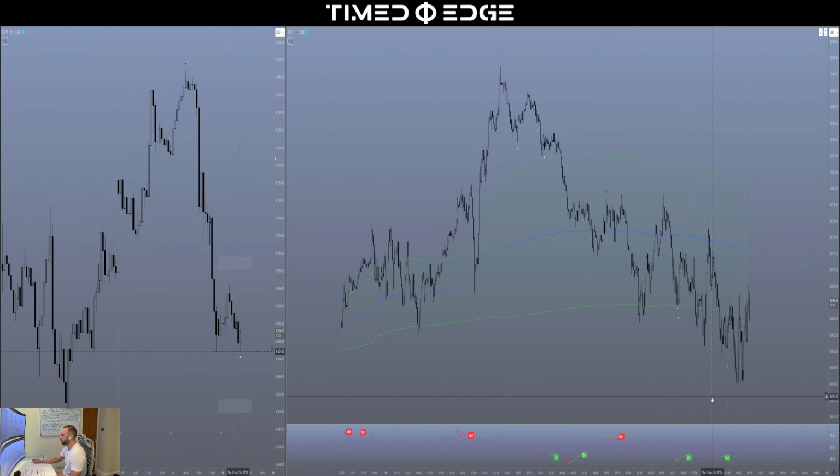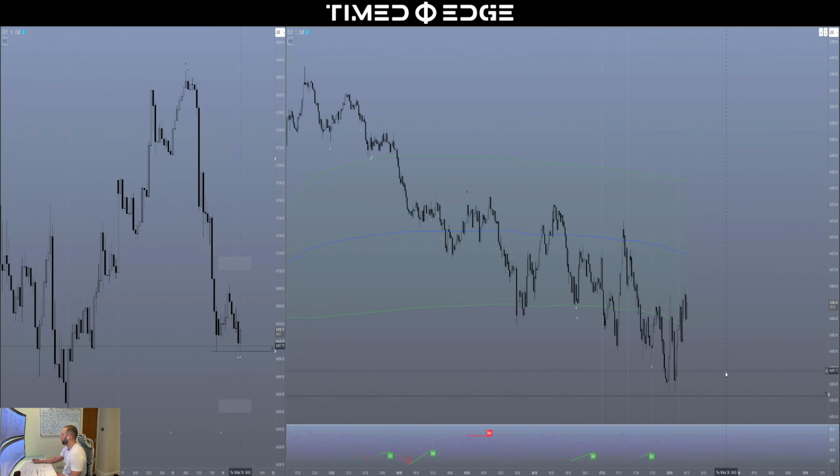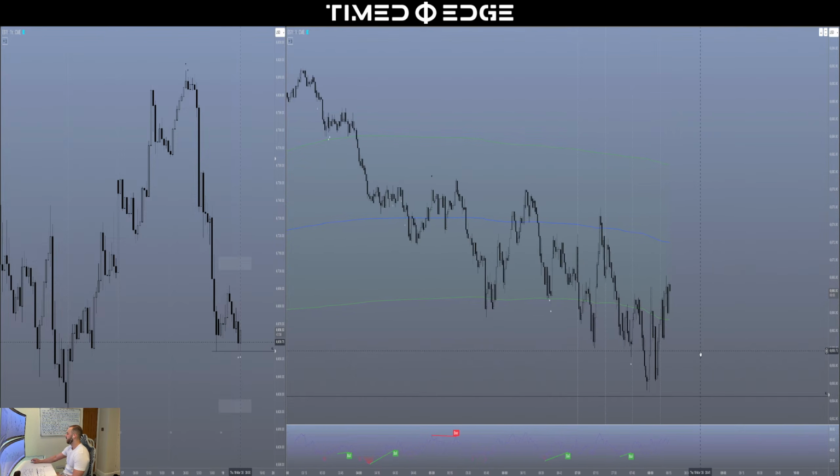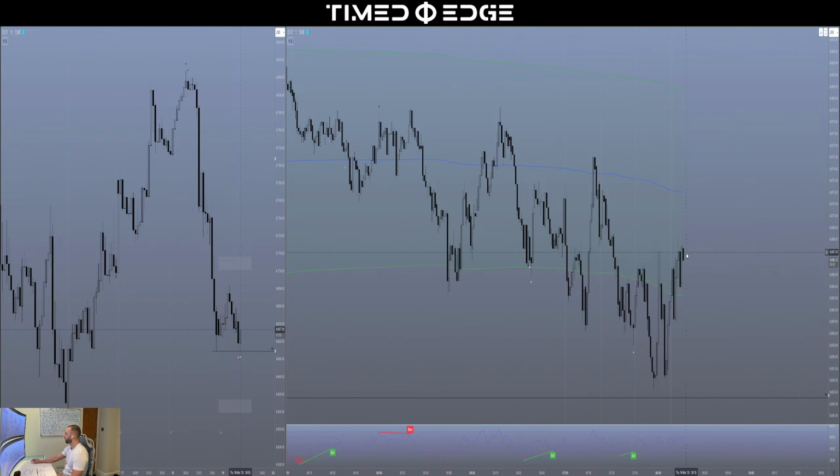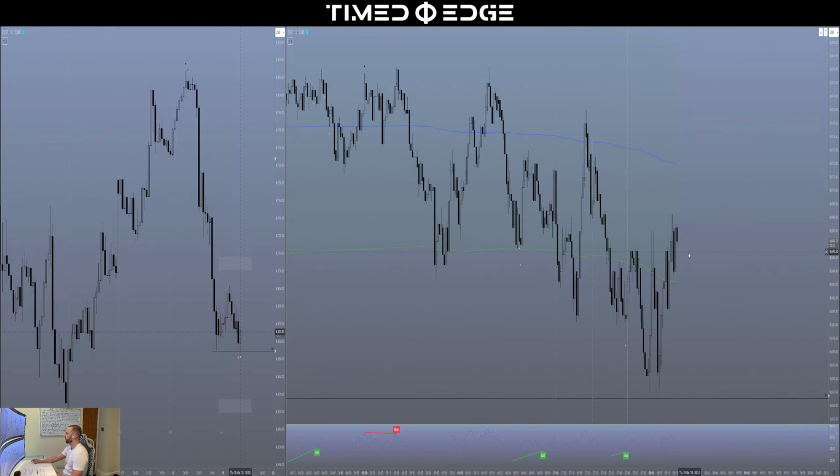I still think there's liquidity below that low. We're just seeing price push up. NQ is pushing up as well. Maybe that was enough.